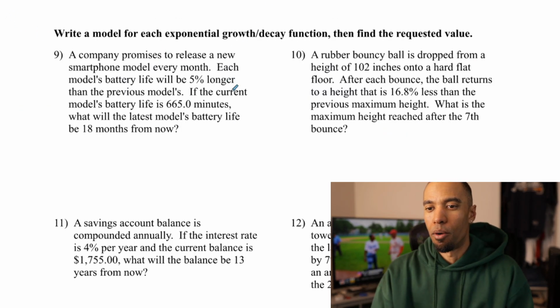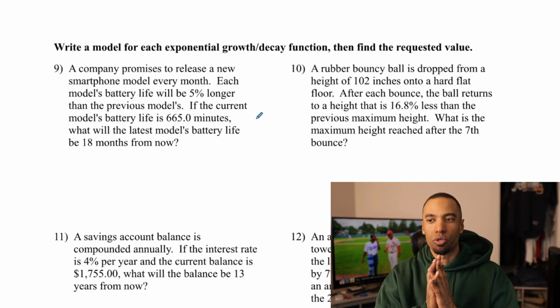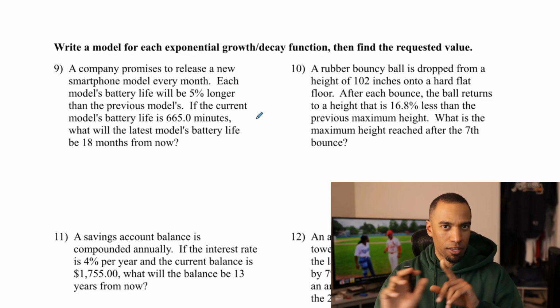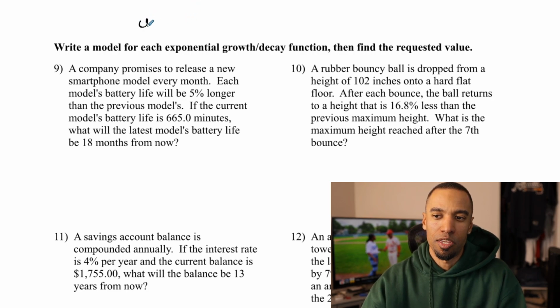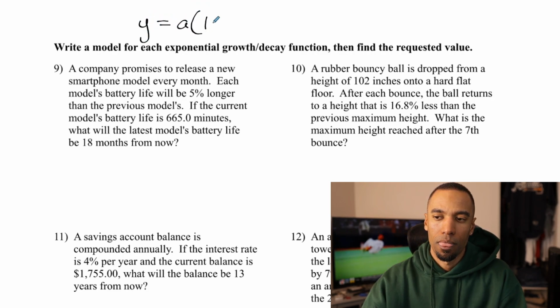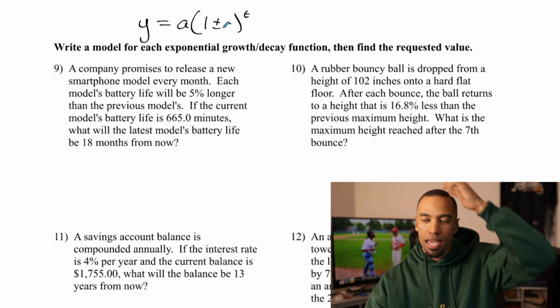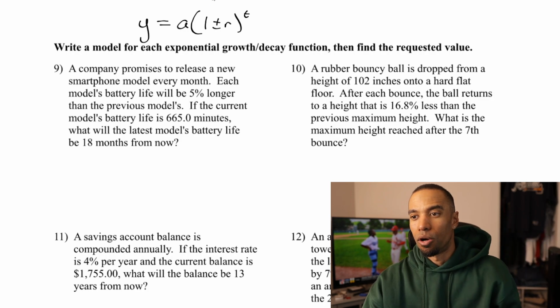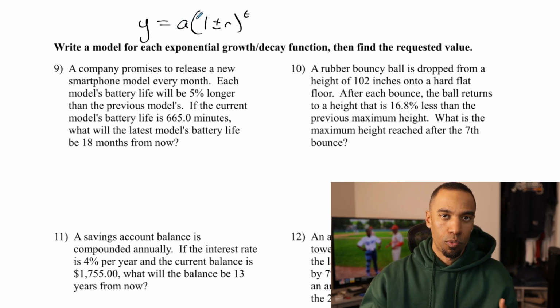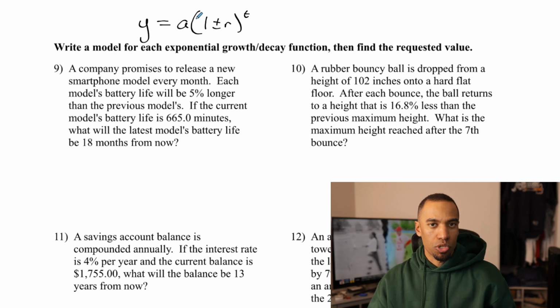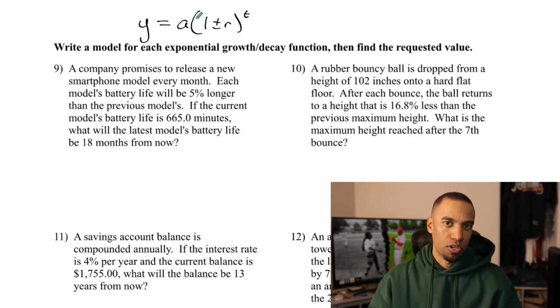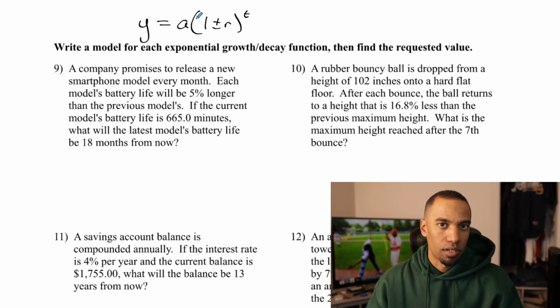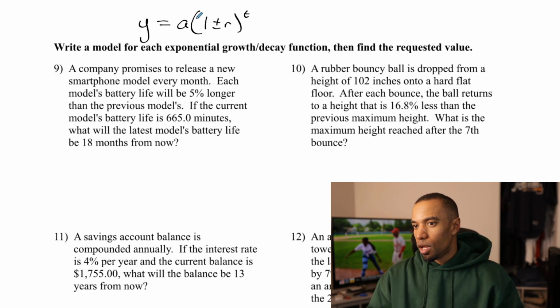13 minutes in, moving forward, we're going to be writing a model for exponential growth and decay functions and finding requested values. Now, the overall equation that I'm going to be using looks like this. It says y equals a times 1 plus or minus r raised to the t power. Now, a represents whatever initial value we're talking about when we are at time 0, whether it's year 0, week 0, month 0, second 0, whatever it is, hour 0.